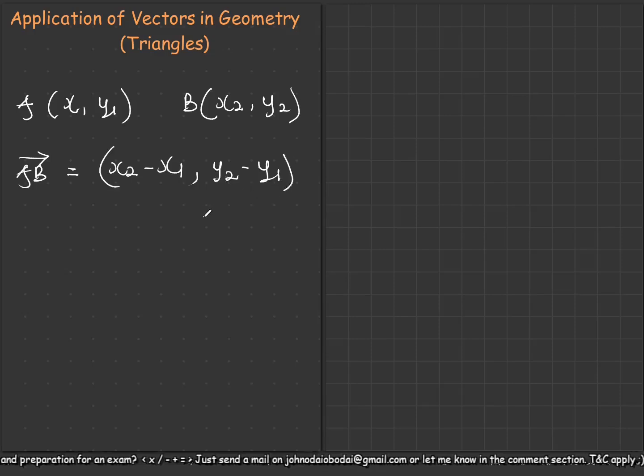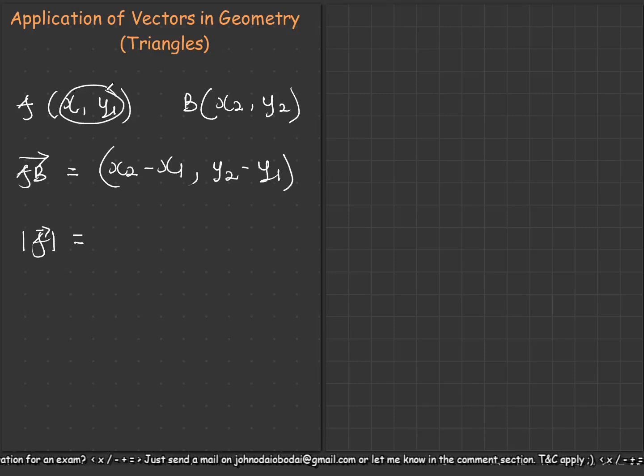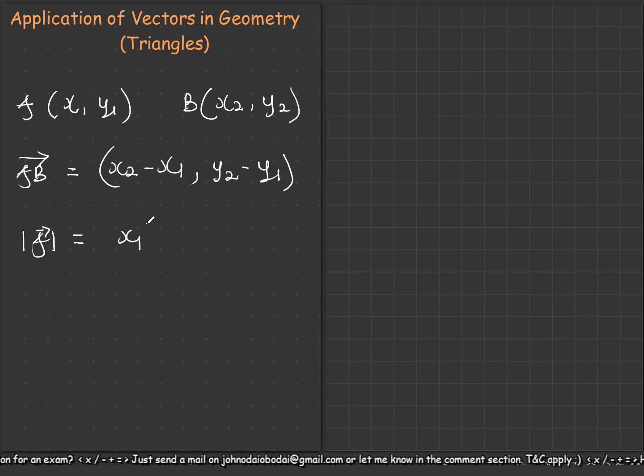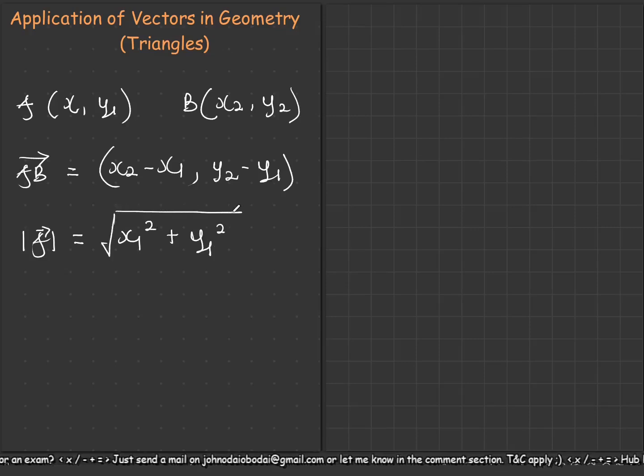We also said that to find the magnitude of a vector, let's just take vector A. If you want its magnitude, then it is simply the square of its components. So each component in this case is x1, we square it, and then that of y1 as well, we square. And then we find the square root of this sum.